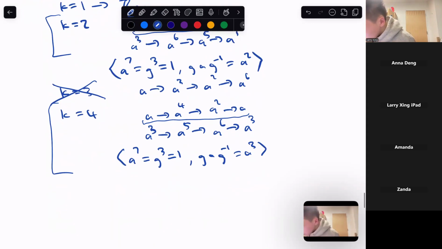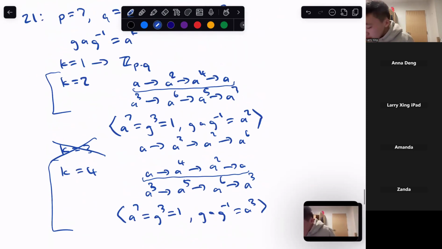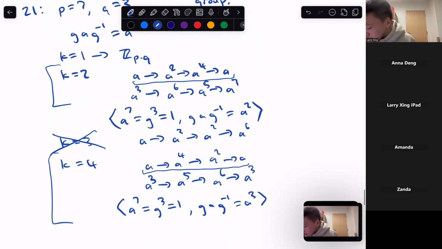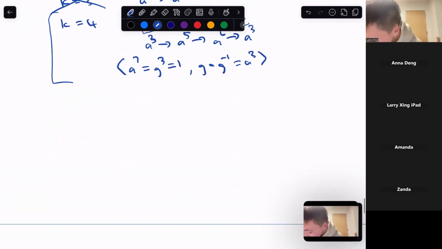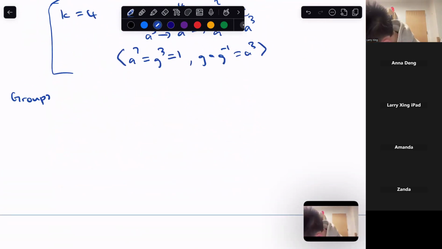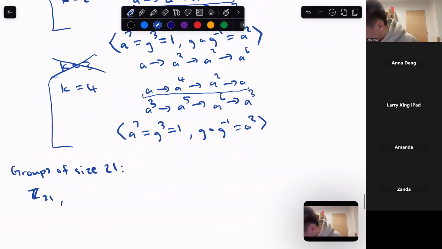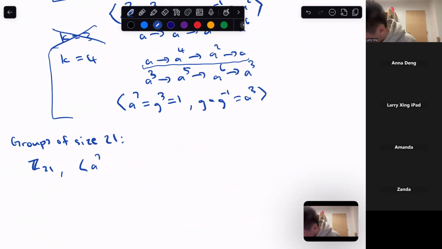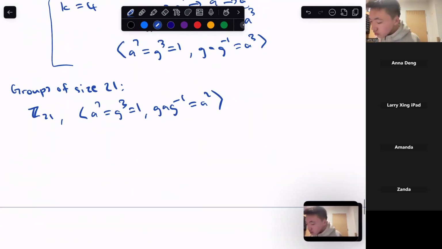And so that means K equals 4 hasn't generated another group. We can check K equals 5 and K equals 6, but they suffer similarly to K equals 3 and don't generate another group. And so at the end, we've classified all groups of size 21, which are Z21 and this kind of interesting and weird semi-direct product of this. So these are all the groups of size 21.